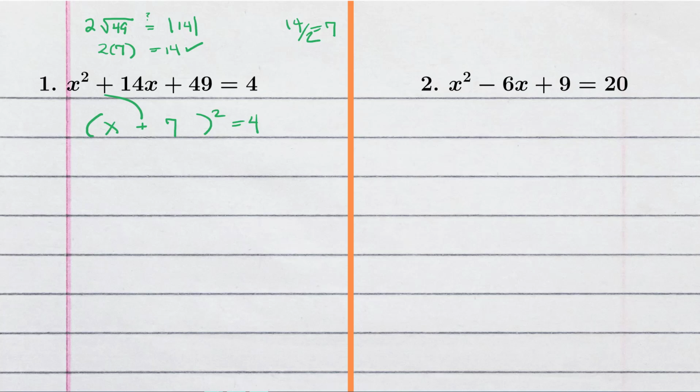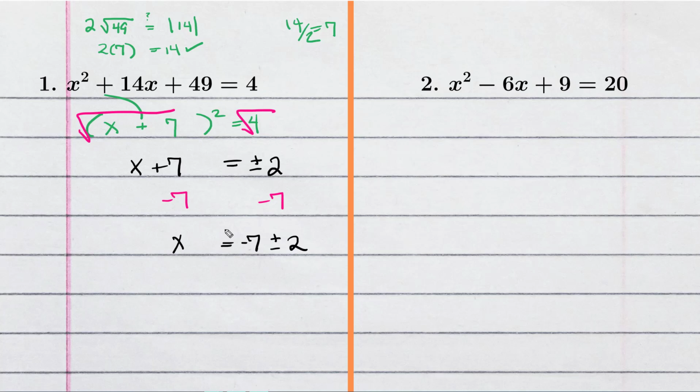Now, what I want to do is take the square root of both sides. And so I end up with x plus 7 is equal to plus or minus 2. So now I need to solve for x. So that means that I am going to subtract 7 from both sides. And so I have x is equal to negative 7 plus or minus 2. Because remember, when you take a square root, you're always going to have that plus or minus.